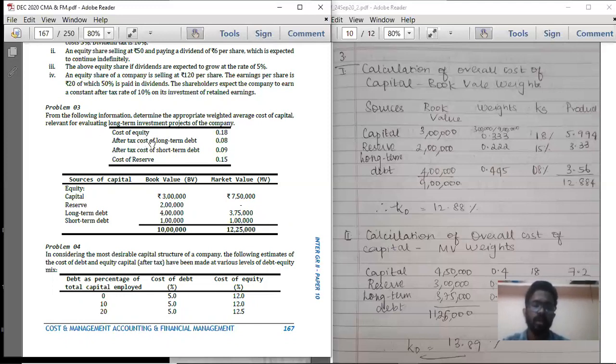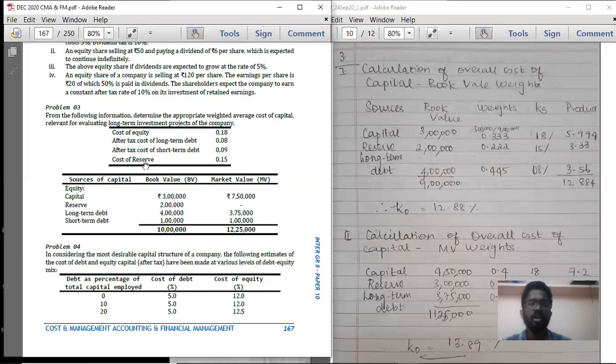Below that they have given the return on investment, that is the cost of capital for each investment, that is each capital. What are the three different types of capital? Equity, preference and debt. So here cost of equity is 18%. They have given after tax cost of long-term debt as 8%, and after tax cost of short-term debt as 9%. Here they are asking only long-term investment projects. They are not asking short-term. So this short-term should be eliminated.